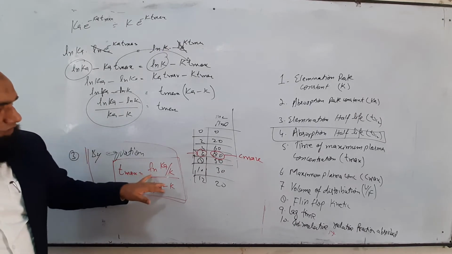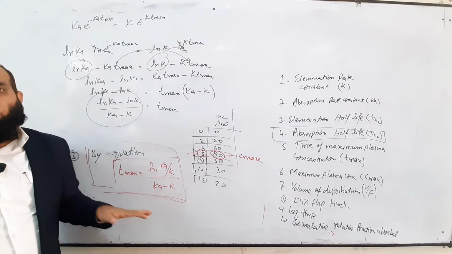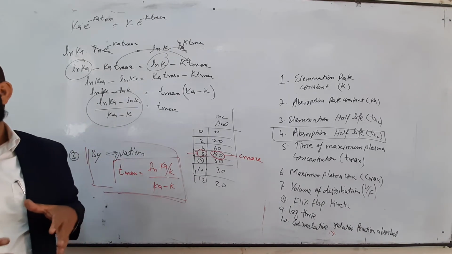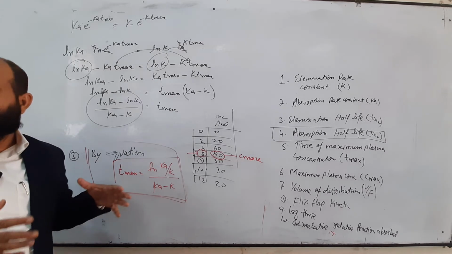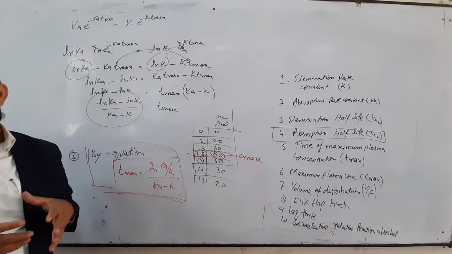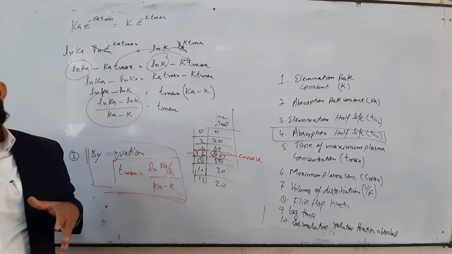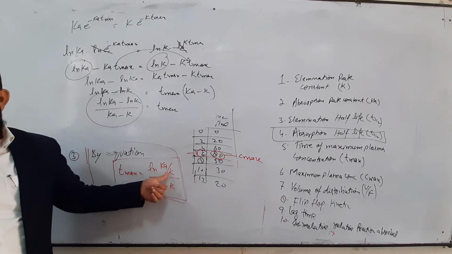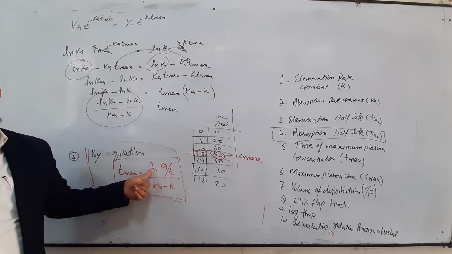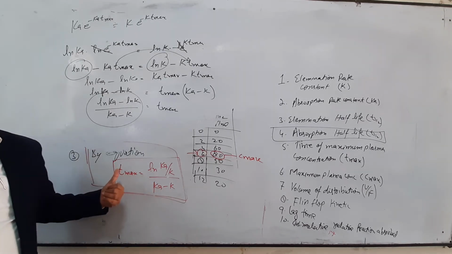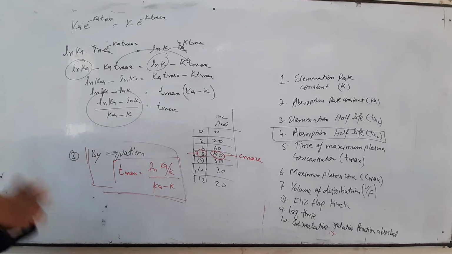In this equation, we can see there is no involvement of plasma concentration in the case of Tmax. We just need two rates: one is the absorption rate constant, and the other is the elimination rate constant. If we have the value of the absorption rate constant, divide it by the elimination rate constant, take the natural log, and divide by Ka minus K, then our Tmax will be obtained. I will write the three different ways of writing this formula.